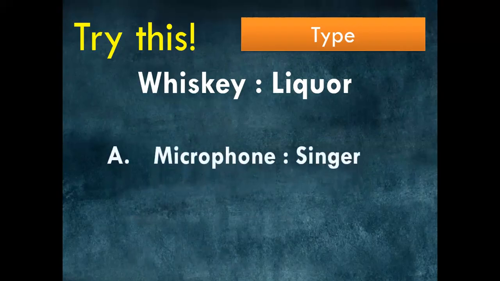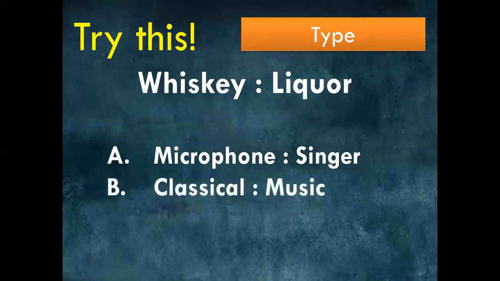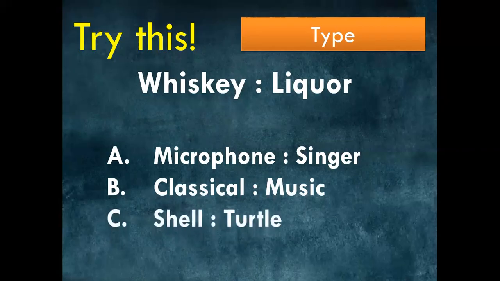How about this one? A, microphone is the singer. Is microphone a type of a singer? B, classical is a type of music. C, shell is a type of turtle. Or D, pen is a type of write. The correct answer is letter B.